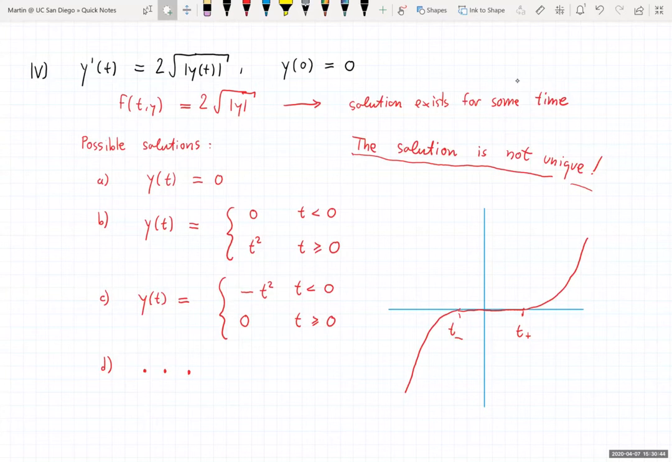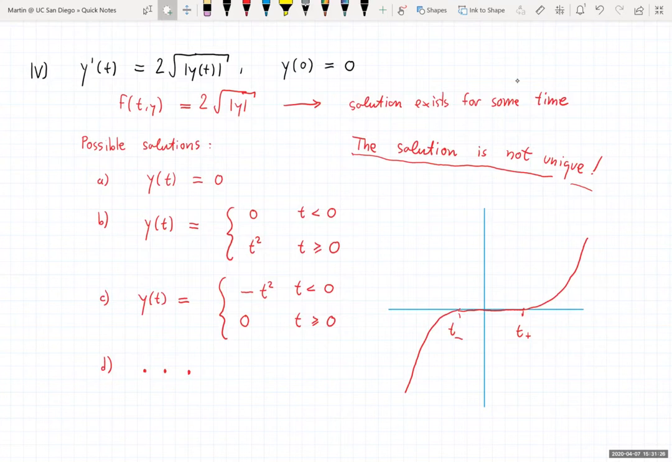Anyways, we can tell that this function f of t and y is continuous, and so the Peano existence theorem tells us that there exists a solution to this initial value problem, at least for some time. Now, this initial value problem has a very interesting feature, namely, it has an infinite number of solutions. I've written down a few solutions here.